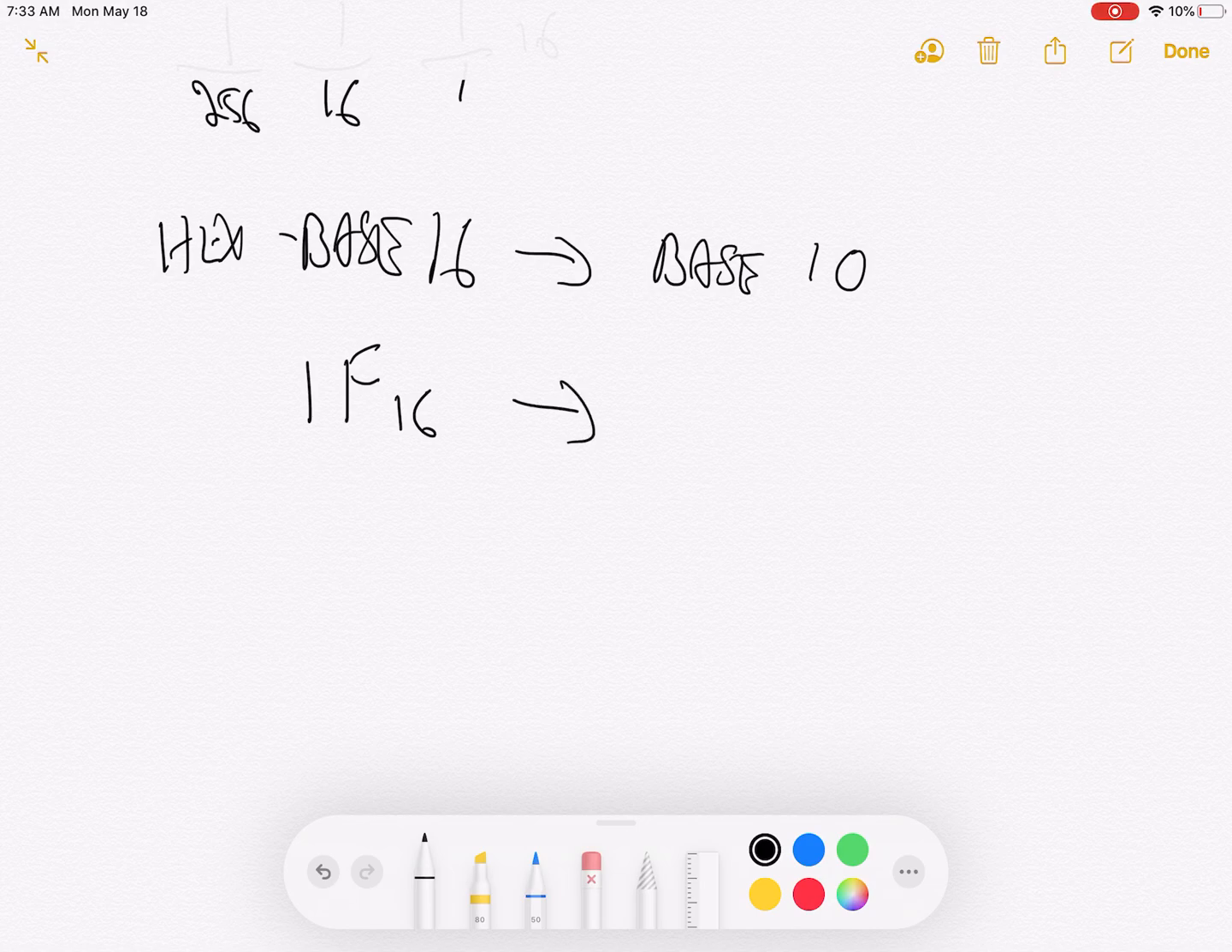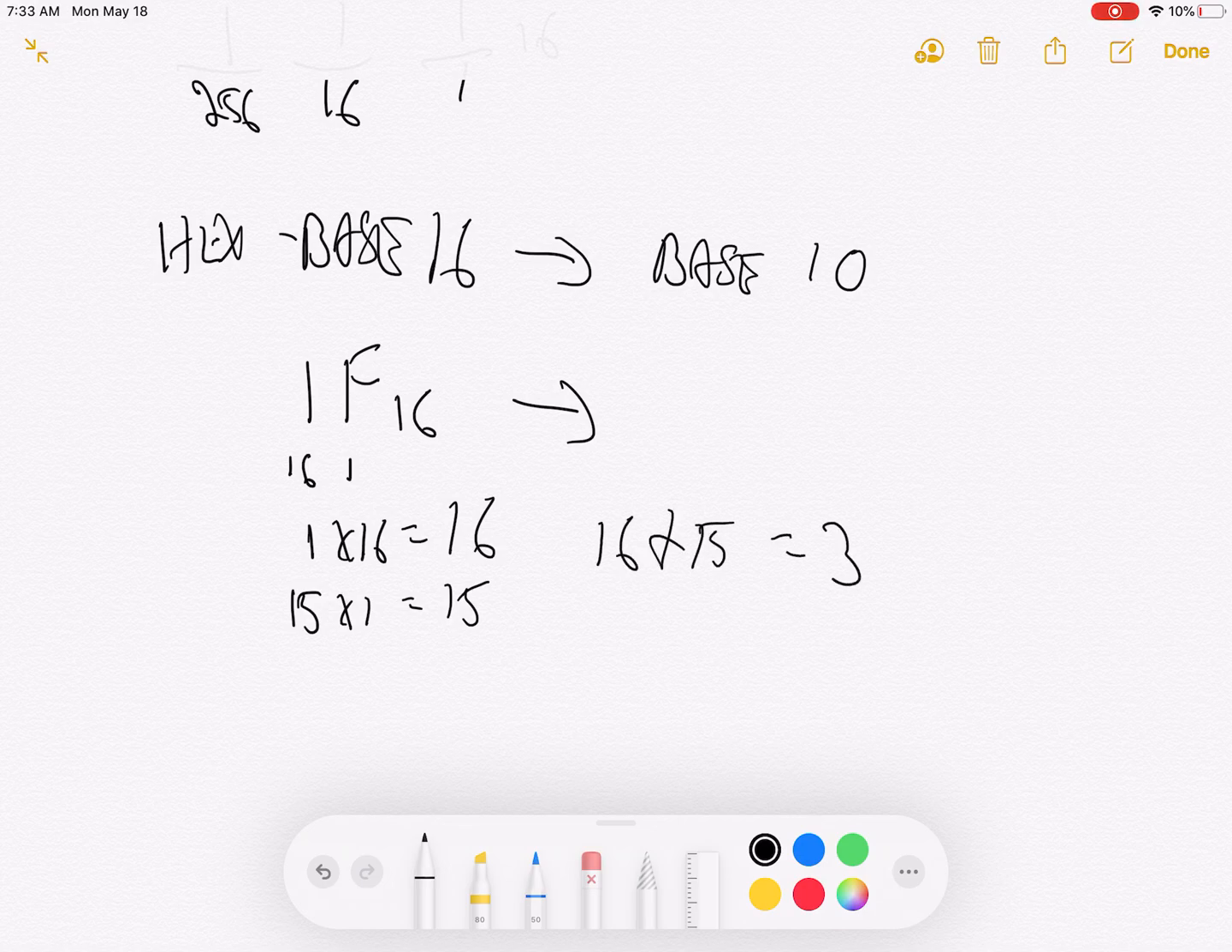So here's all you do. Put the 1 here, put the 16 here. 1 times 16 equals 16, and 15, that's F, times 1 equals 15, and 16 plus 15 is equal to 31 base 10. So you go to each column here. The F is 15 times 1. The 1 is 1 times 16, because these are the column values.